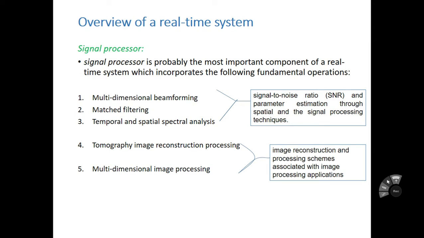The signal processor is the most important component of a real-time system, which incorporates the following operations. The first one is multi-dimensional beamforming, matched filtering, temporal and spatial spectral analysis. The first three operations are used to improve signal to noise ratio and the parameter estimation through spatial and signal processing techniques. And the other two operations are actually post processing schemes.